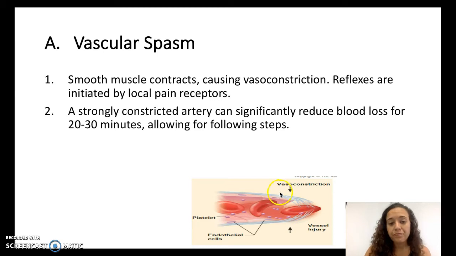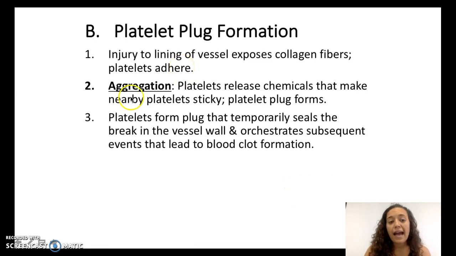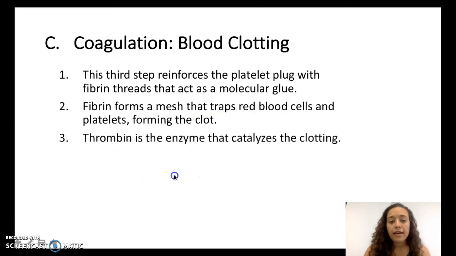Next is called aggregation. Your platelets will now come into play. Your platelets release a chemical, and they basically make their own little band-aid. And the last is coagulation. So now you have blood clotting. Basically you have a fibrin form, that mesh that traps red blood cells and platelets, and it forms a clot. Thrombin is the enzyme, and it catalyzes the clot.